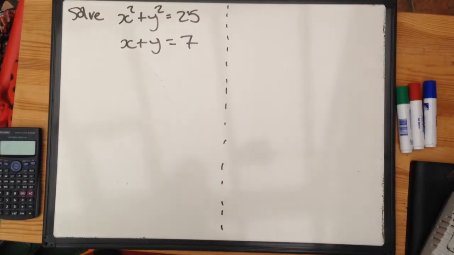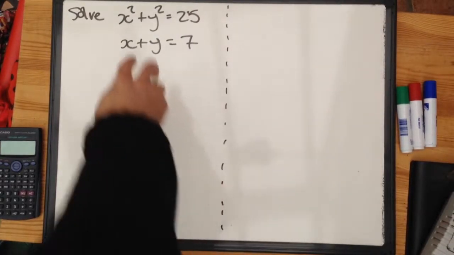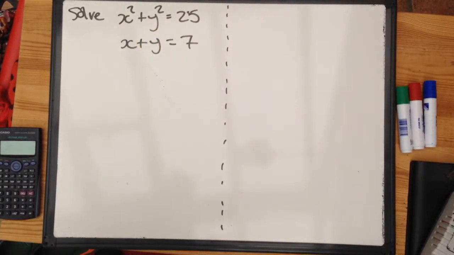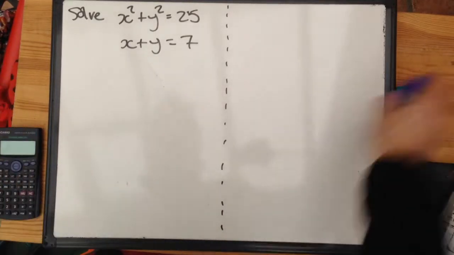Solution of two simultaneous equations where one is non-linear. In this case here we've got x squared plus y squared is 25, so that one is quadratic. We can't use elimination in this particular method, so we're going to have to go for a substitution method instead.